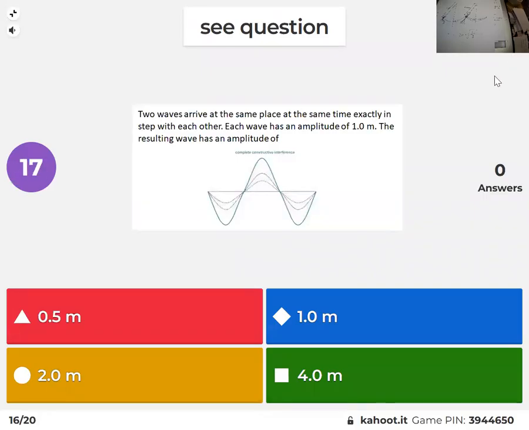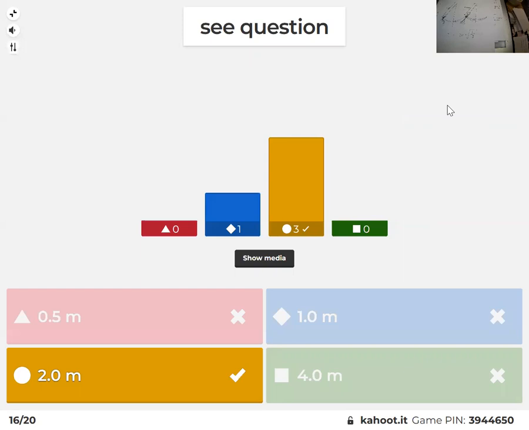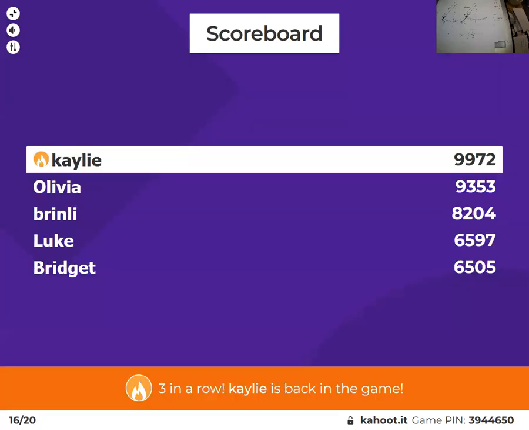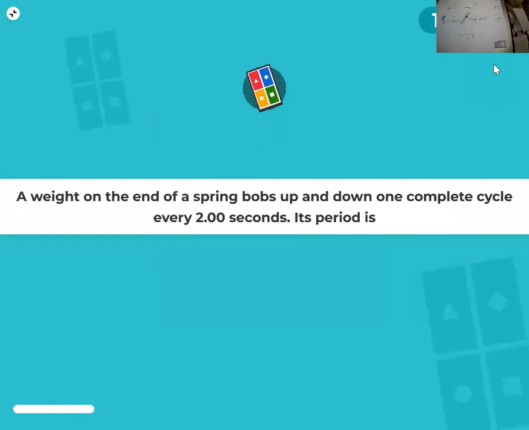Two waves, same place, same time, exactly in step with each other. Each has an amplitude of 1 meter. What is the resulting amplitude? Think constructive interference. Yeah, 2 meters. Right, so if you're lined up crest to crest, it'd be 1 meter plus 1 meter. You just add them up. So I played some demos for you guys about that. Constructive interference. 1 plus 1 is 2. That is the answer to that. Well, did you know, when you get to high school, I have to answer 1 plus 1 is 2.